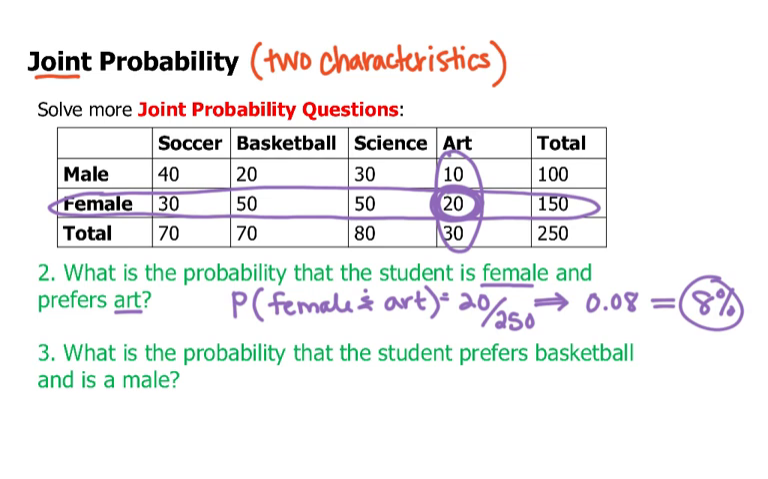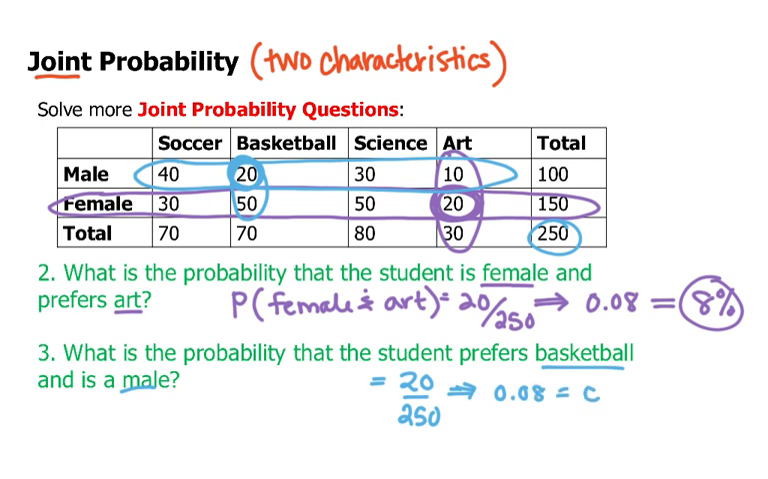All right, it asks now, what's the probability the student prefers basketball and is male? So here's all the men, here's all the basketball players. To have both of those traits, there are 20 out of the total 250 of all the people in the survey. So coincidentally, that is also 8%.